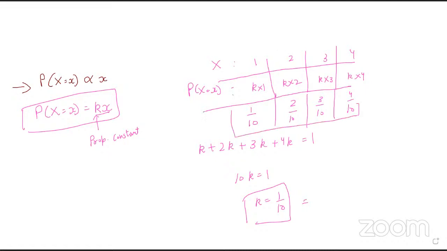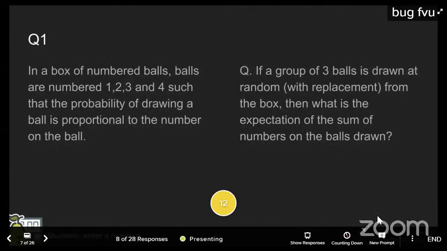Sir, I directly took the values 1 by 10, 2 by 10, and then added all of them. Is that possible? Yeah, in this case you can do that. I think that will always work. Okay, but it's just better to check if the sum is coming out to be 1. Yes, sir. Okay, I will extend the timer for this question, so you can do it.